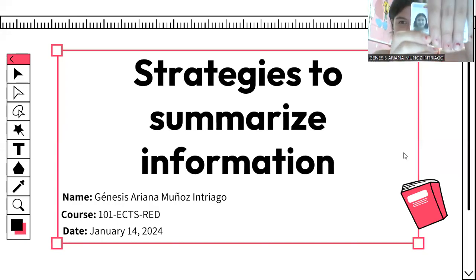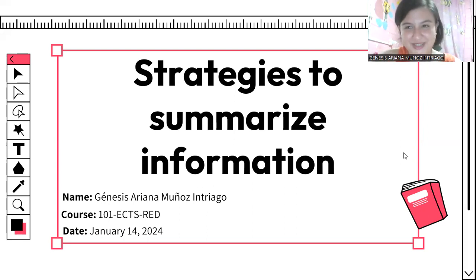This is my ID card. My name is Genesis Ariana Muñoz Intriago. My course is 101 and the date is January 14, 2024.